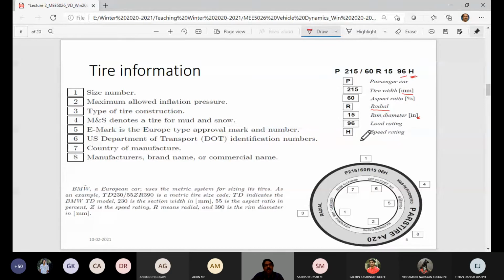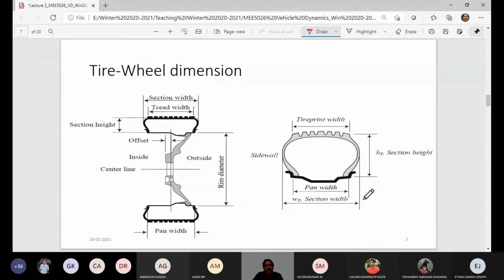So those are here, numbers 1 to 8, and you could make out the reading from this slide. And this is an example of this European car tire, right? So let's look again in detail at this section. Tire wheel dimension: what is the section width we are talking about? Section width is from sidewall to sidewall, whatever the width, that's what is section width.